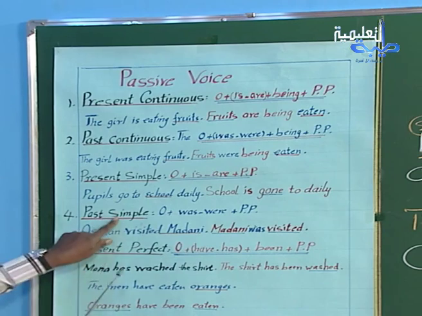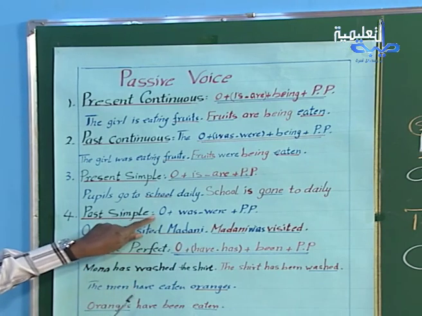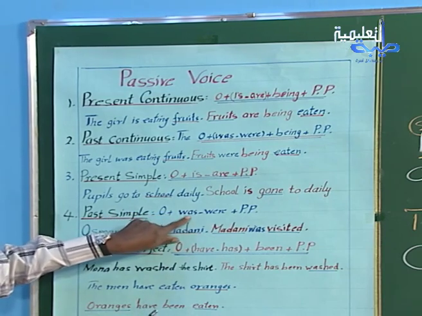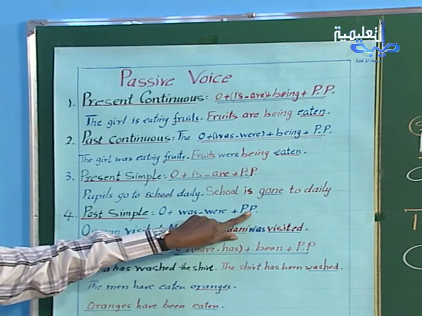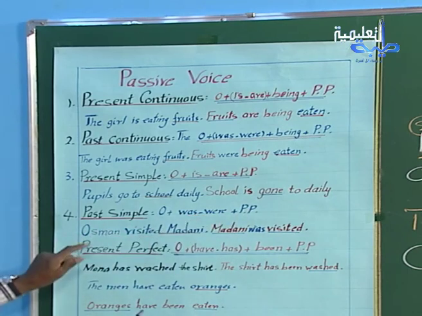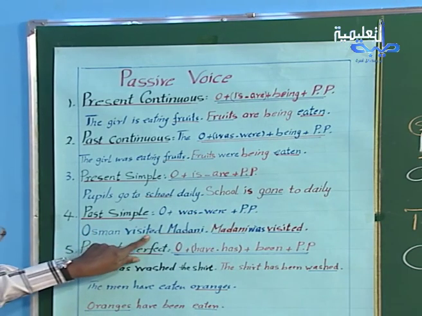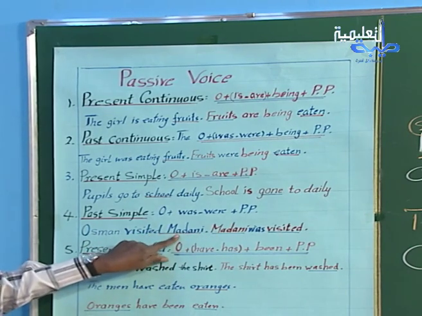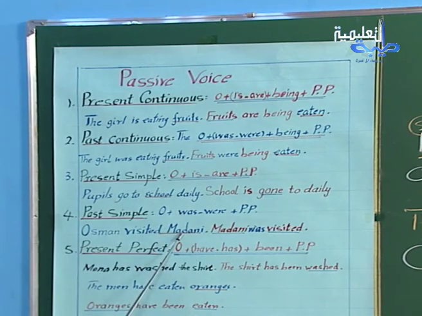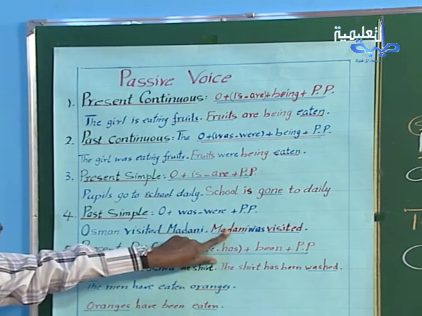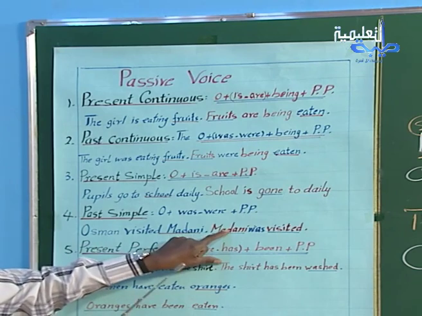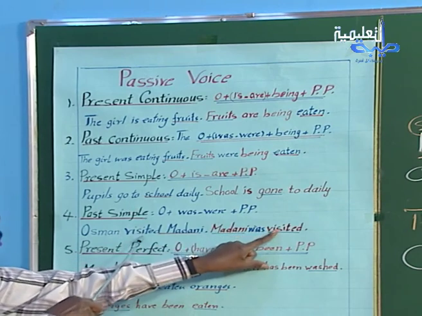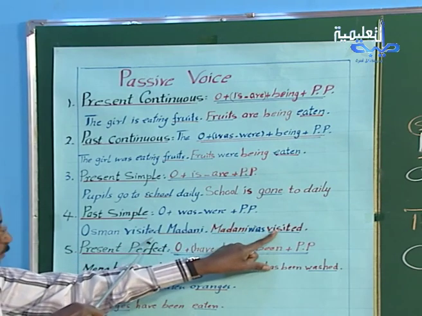For the past simple, you see, the rule is object plus was or were plus past participle. For example, Usman visited Madani. The object is Madani. So we started with the object Madani. Because it's singular, we say was, and the past participle of visited is visited itself.